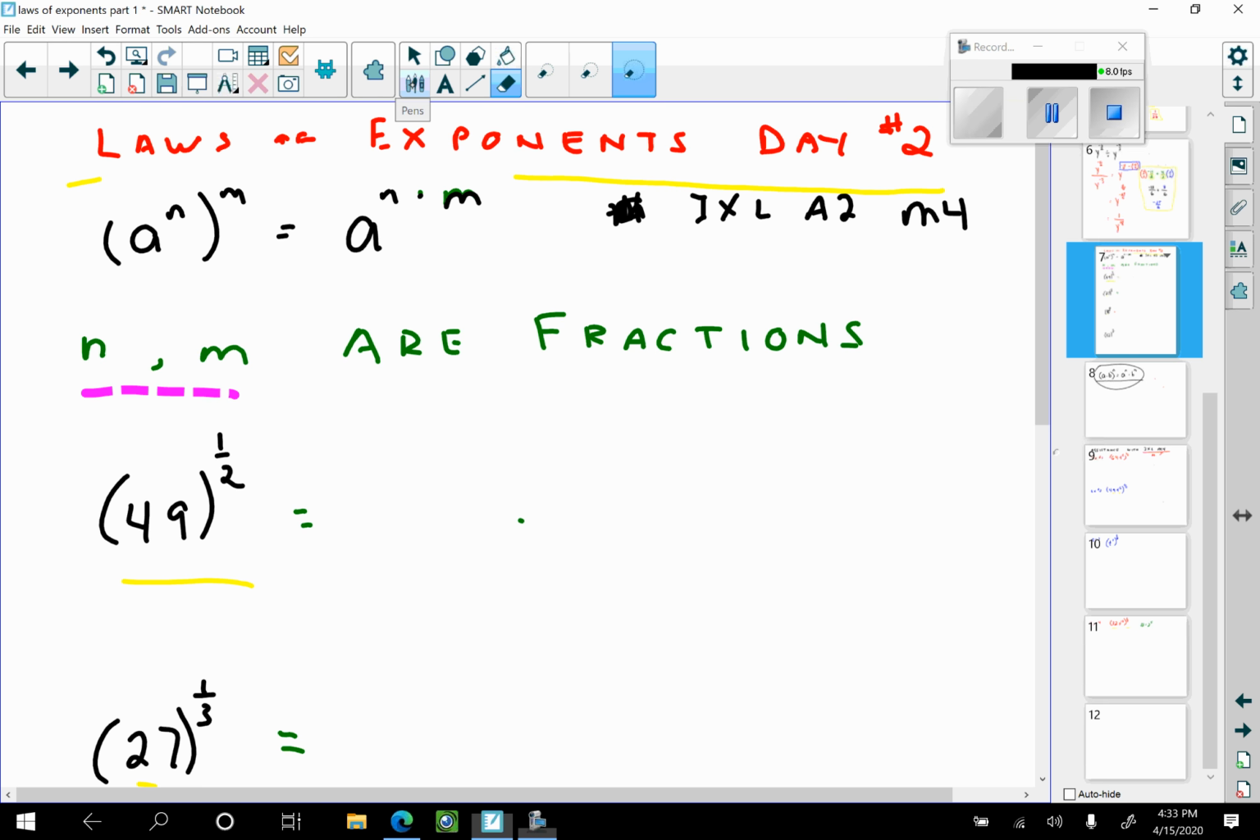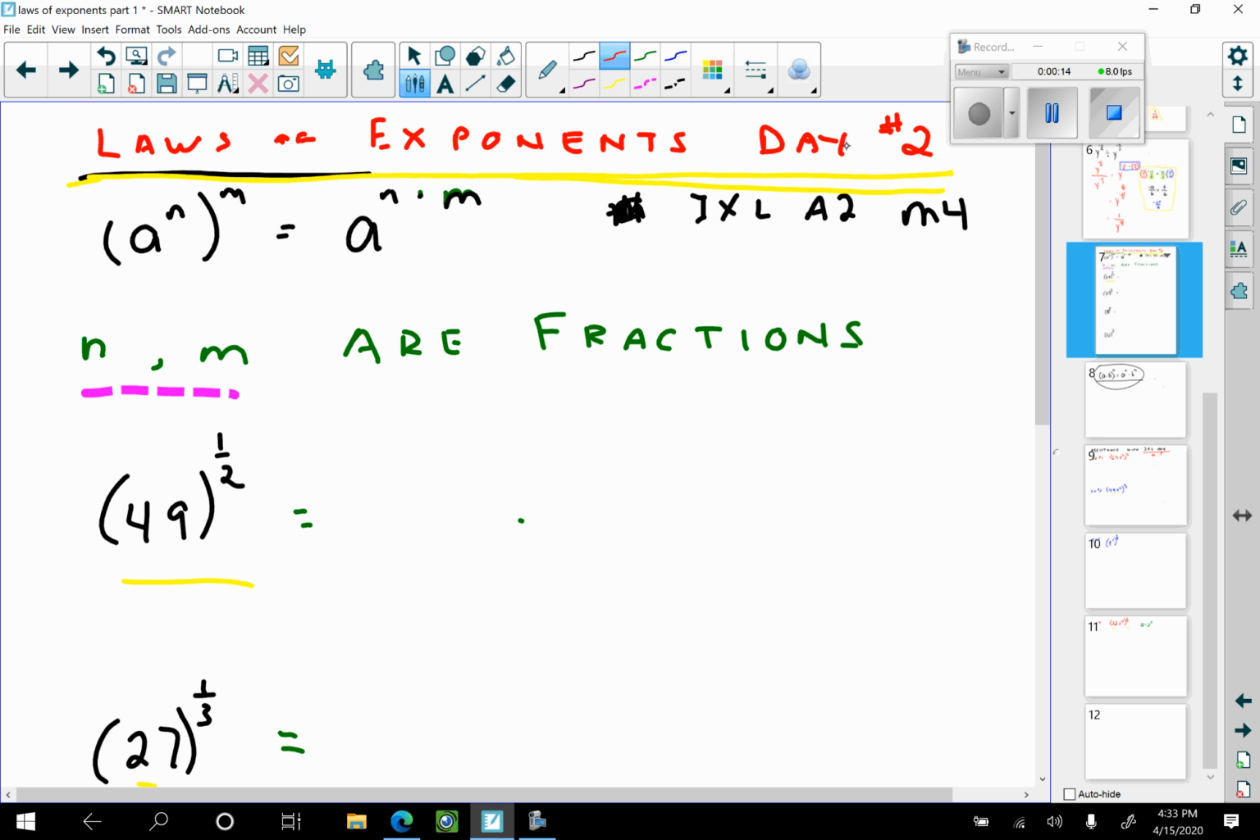Today, we're going to talk about laws of exponents, part 2. Yesterday, we did part 1. Today, we're going to do part 2. Part 2 is going to primarily deal with this particular law of exponents. This is the power to a power property. If I have a to the n to the m, that's going to be a to the n times m. This particular video is going to help you with IXL, Algebra 2, M4.